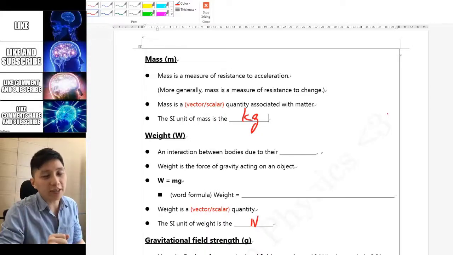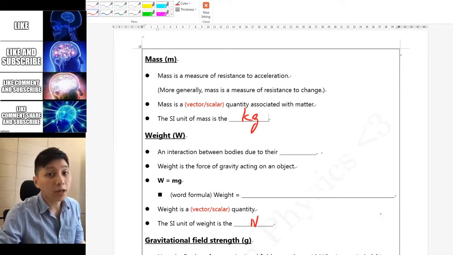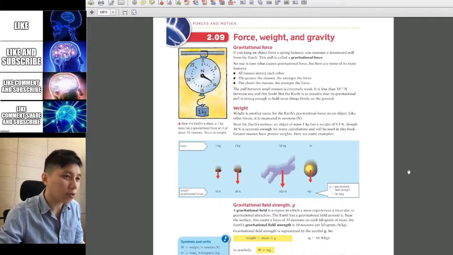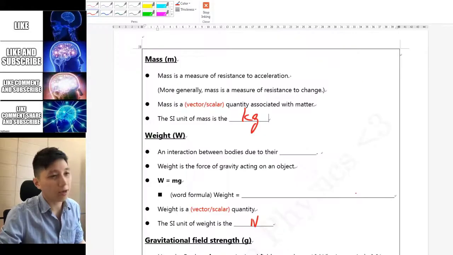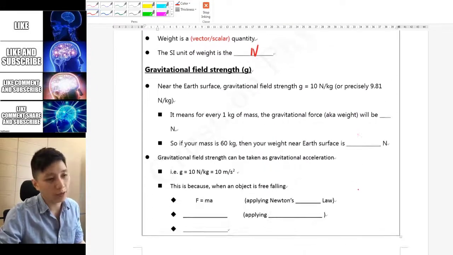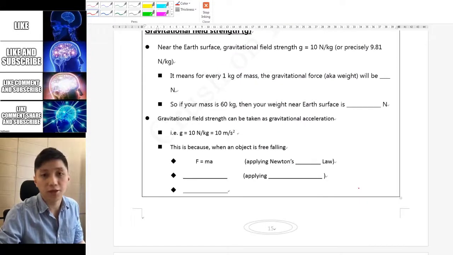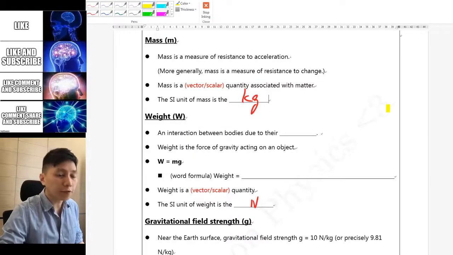Okay, I'm just joking, but looking at their units, you can actually tell what they are already. Right now, I would like you to pause the video, go and check out the textbook chapter 2.09 on page 42, and you should be able to fill in all the answers on page 15 here. So pause the video and do it now. A few moments later. Okay, so let me go through this page with you.